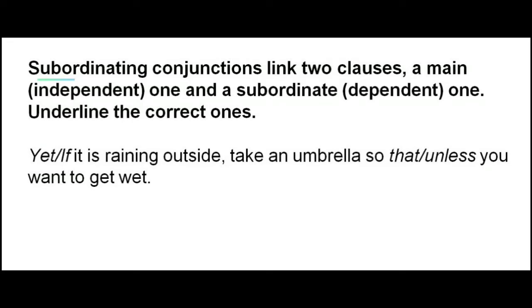Now, let's review the use of conjunctions and practice a bit. Remember, the subordinating conjunctions link two clauses, a main or independent one and a subordinate, dependent one. Read the following sentences and underline the correct one. Yet, if it is raining outside, take an umbrella so that, unless you want to get wet. If it rains outside, take an umbrella unless you want to get wet.